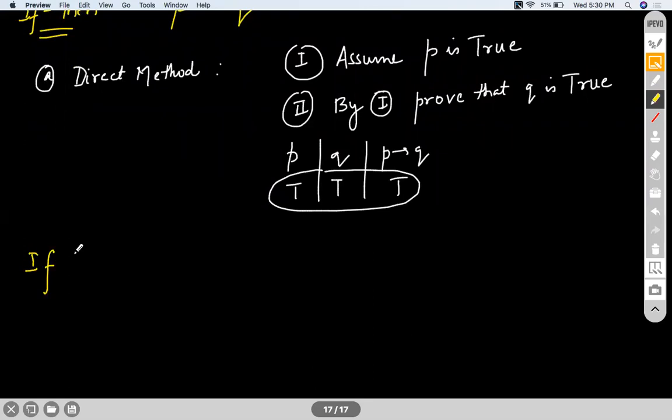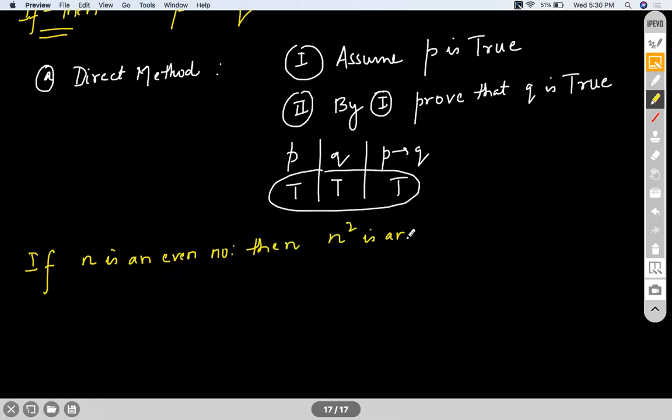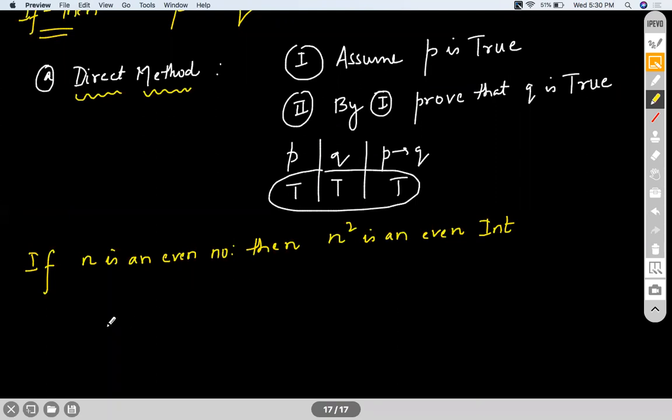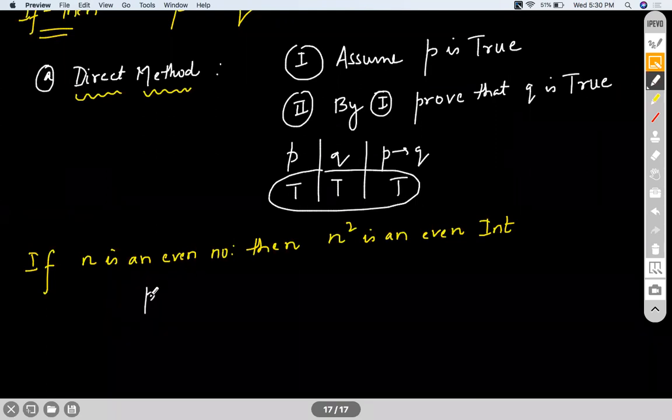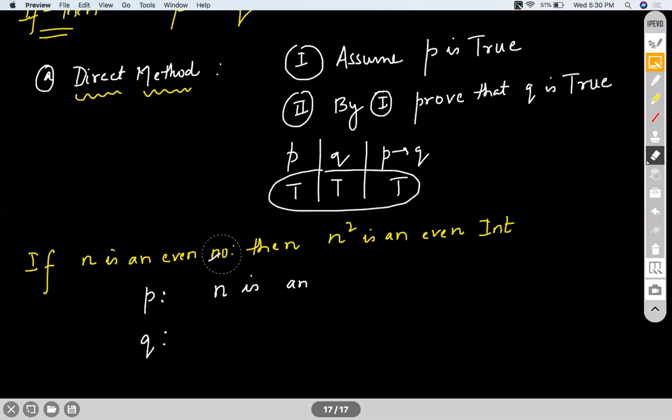If n is an even number, then n square is an even number. Or you can say even integer. Okay. Now let us say we want to use our direct method to validate this if-then statement. So when you're doing in school, always first mention what are you calling as P and what are you calling as Q. What is P here? P is basically n is an even number. An even integer. Okay? You can write integer. Integer, yeah. Okay, is an even integer.